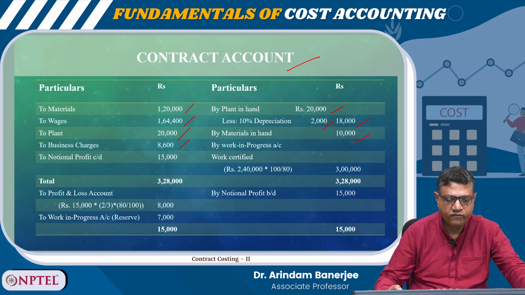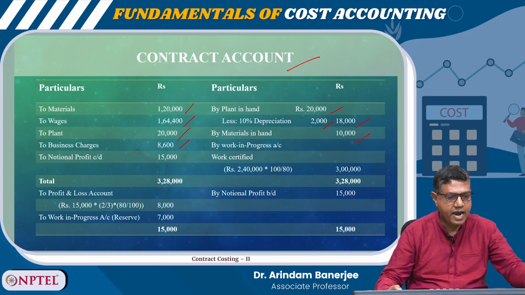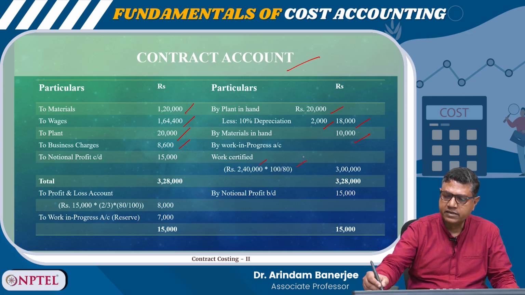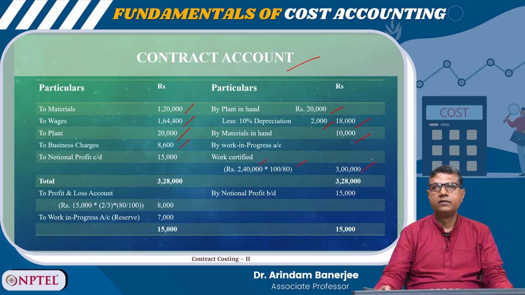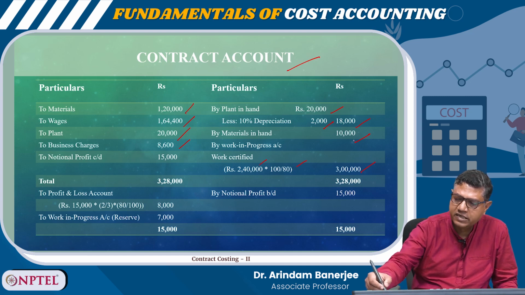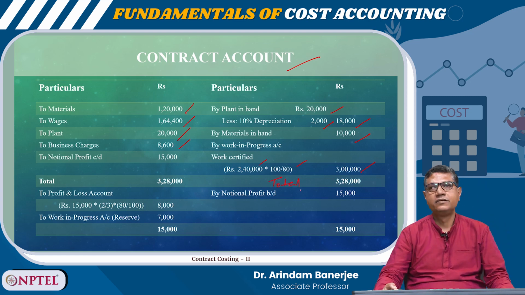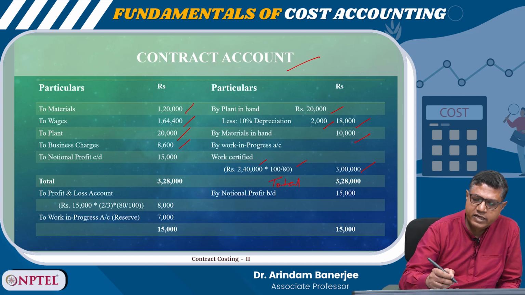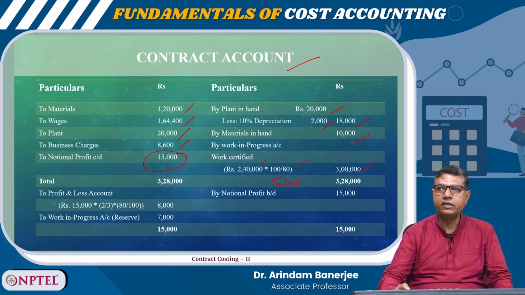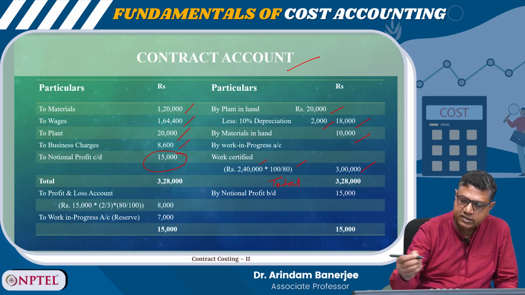Work certified is 80%, and the value is 2,40,000. So, 2,40,000 into 100 by 80, that is rupees 3 lakh, right. Now, if I add the left hand side, the total is coming 18,000 plus 10,000 plus 3 lakhs. So, the total is coming 3,28,000. So, if I calculate the balancing figure, that is my notional profit. This notional profit is coming 15,000 here, right, first.